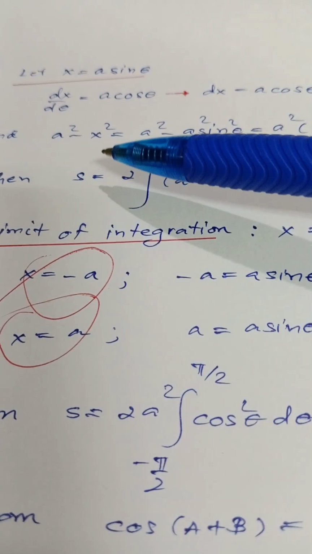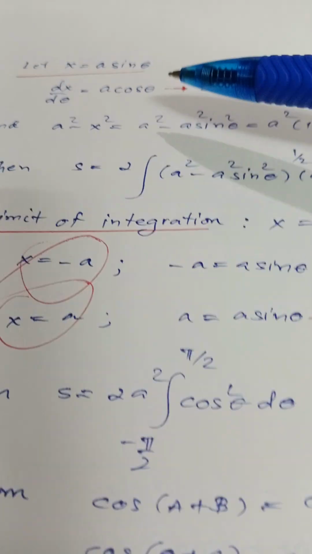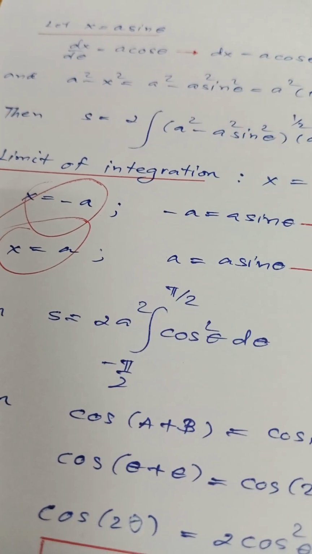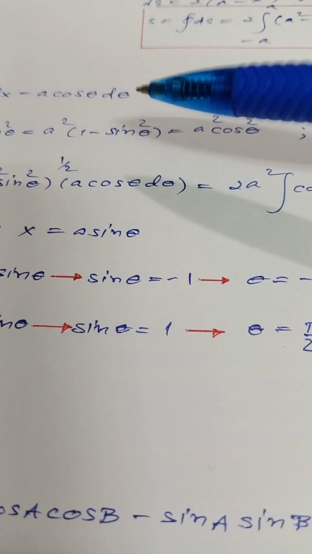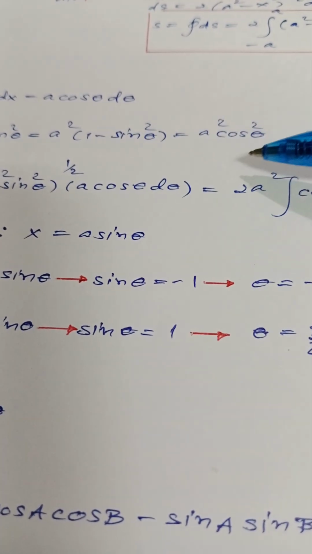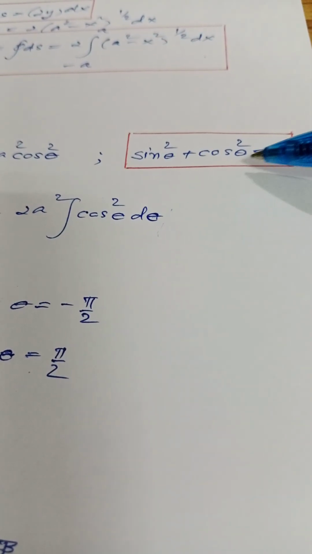And the term a squared minus x squared, that's going to be a squared. You just plug in x equal to a sine theta. So you have a squared sine squared theta, and you have 1 minus sine squared theta. That's the cosine squared theta, because you know that sine squared theta plus cosine squared theta equal to 1.